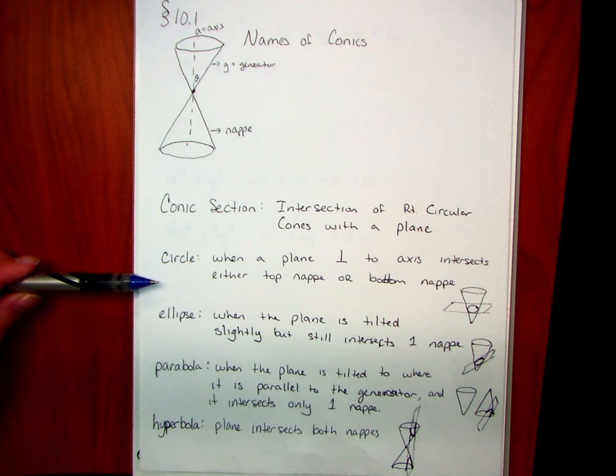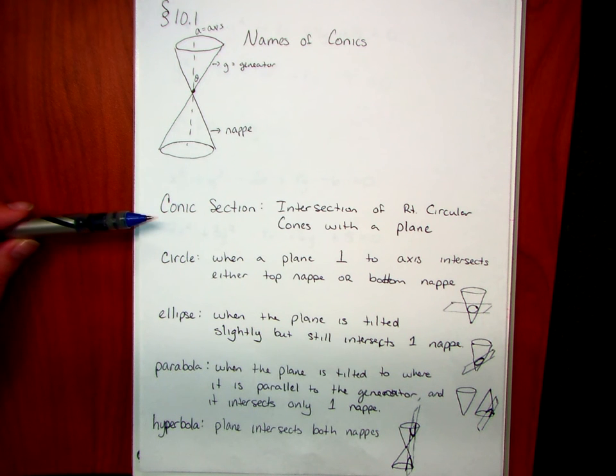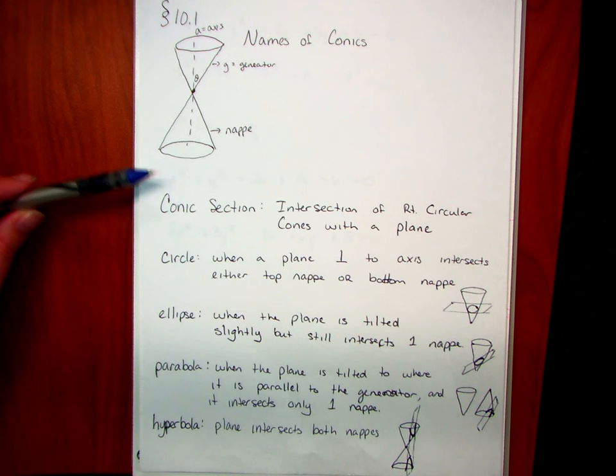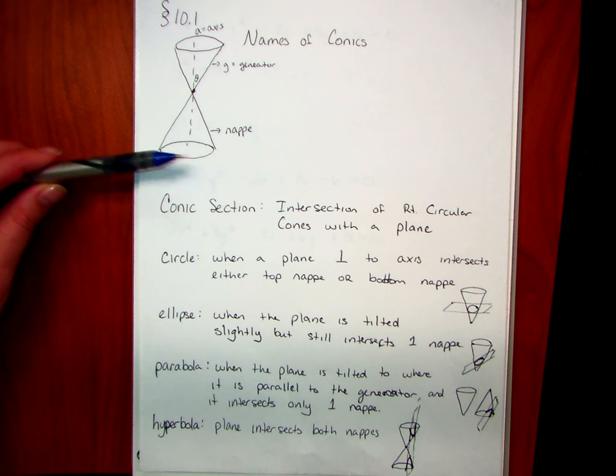The circle was covered very early in the semester in Chapter 1, all right? So we won't really see those. But a conic section, okay, is formed by intersecting a plane with this apparatus here, all right?